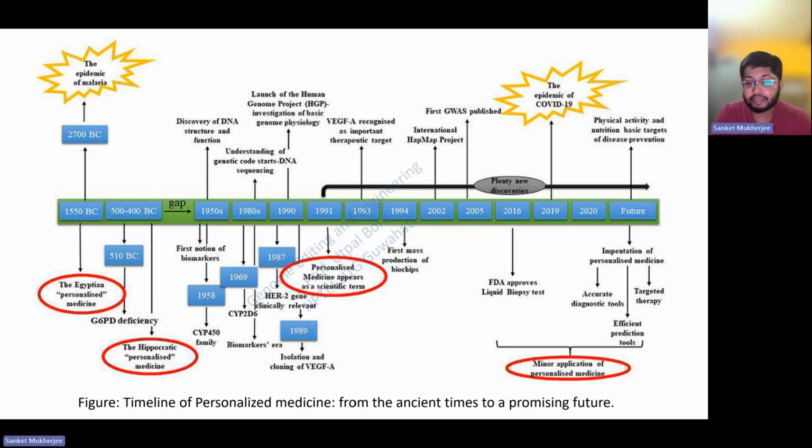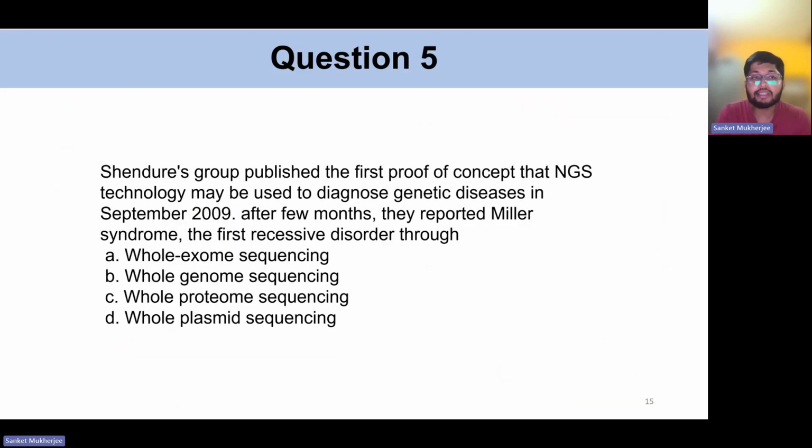So this is the timeline of personalized medicine. As you can see, Shendia's group published the first proof of concept that NGS technology may be used to diagnose genetic diseases in September 2009. After a few months, they reported Miller syndrome, the first recessive disorder, through whole exome sequencing, whole genome sequencing, whole proteome sequencing, or whole plasmid sequencing.